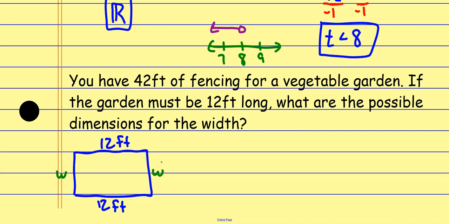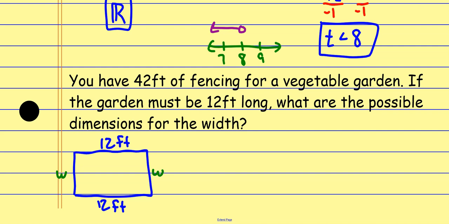So now when we think about this, the amount of fencing, we're talking about the perimeter here, right? We need a fence around the whole thing. If I only have 42 feet of fencing, it means when I add up all four of those sides, it's got to be less than or up to 42 feet. It can't be more than 42 feet. And so hopefully you're starting to think about an inequality here.